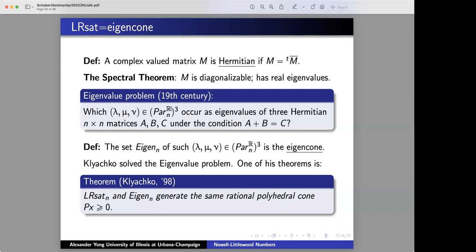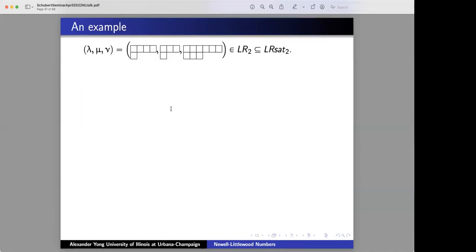Of course, this is a theorem that I think is just spectacular, and it's so spectacular that I want to share it with you through an example. I want to actually see that it really works.